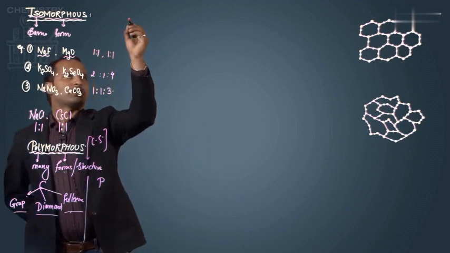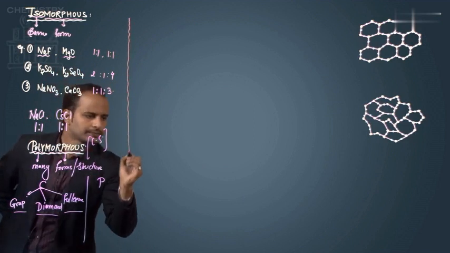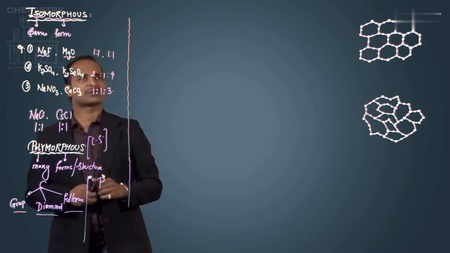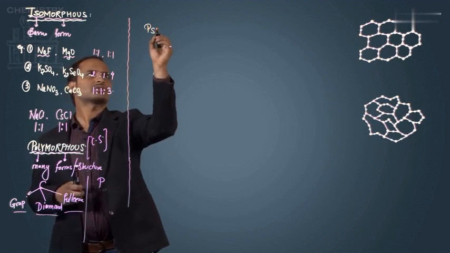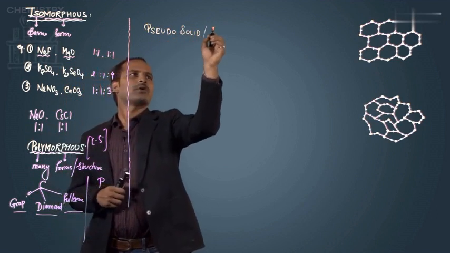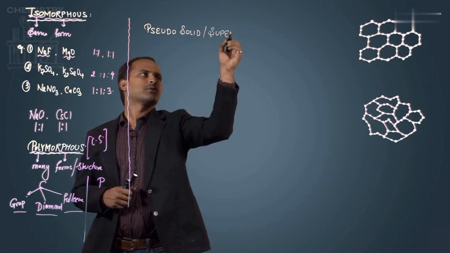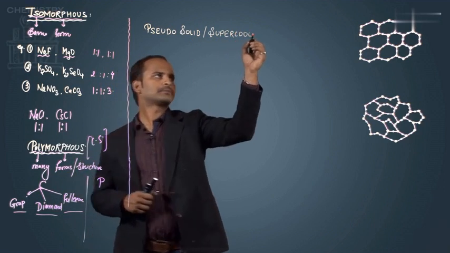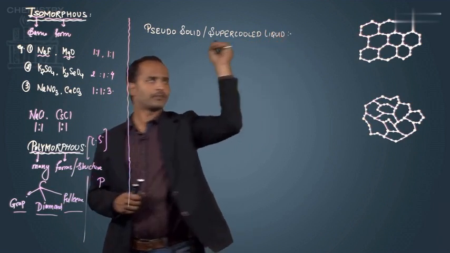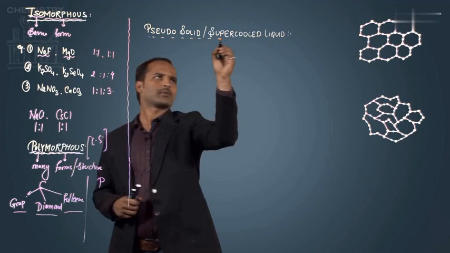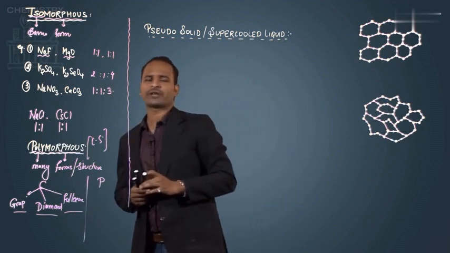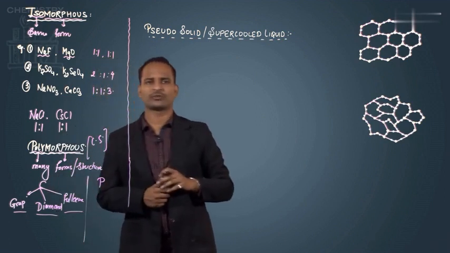Then for the amorphous substances, we use a term that is called pseudo-solid or supercool liquid. So amorphous solid or supercool liquid. Now why do we use such type of word for the amorphous solid?